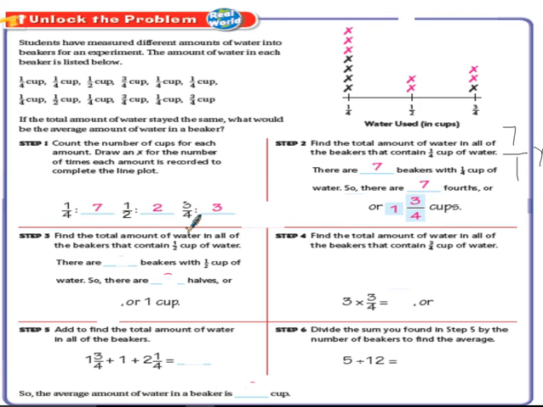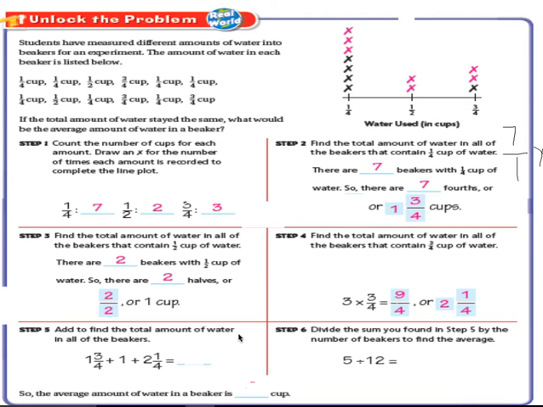Find the amount of water in all the beakers that contain a half, and we can just look up at our data and we know it is 2, and 2 1/2s together equals 1 cup. Find the total amount of water in all of the beakers that contain 3/4, and that is, once again, 3 times 3/4, that's 9/4, or I know 4 goes into 9 2 times, and there's 1/4 left over.